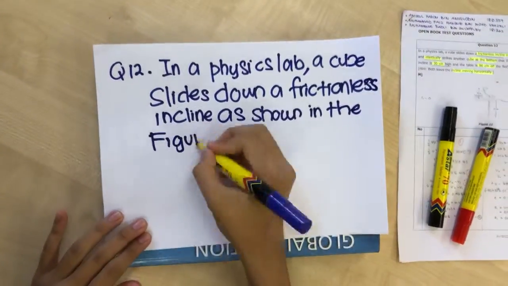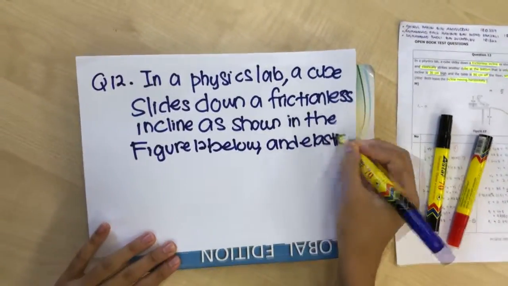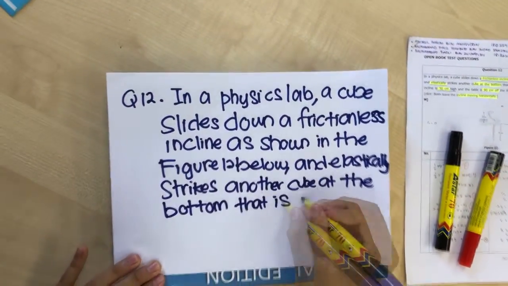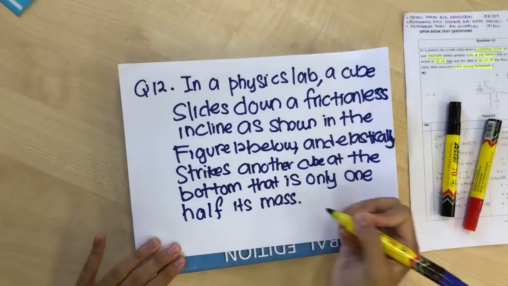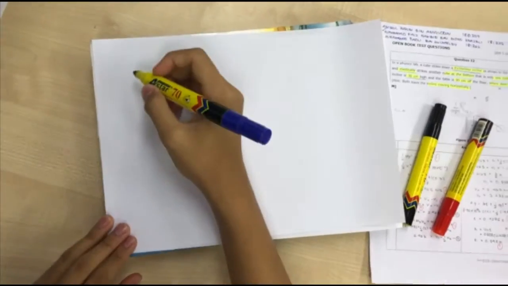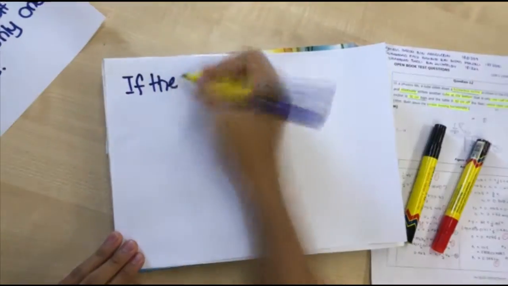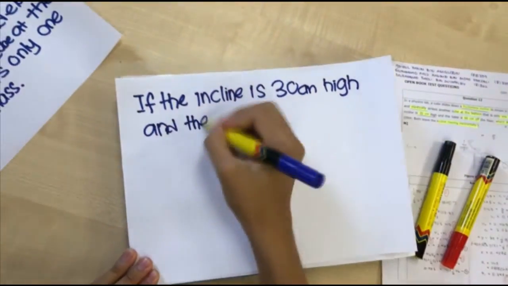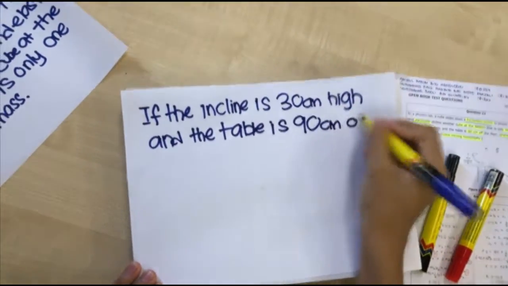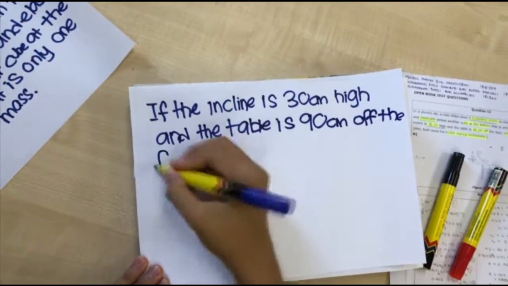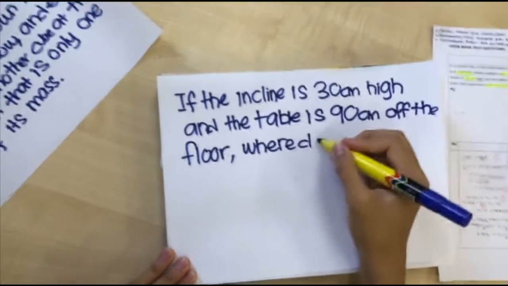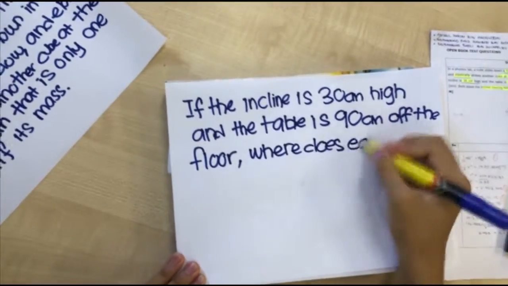Today, me and my friend will explain question 12 from the physics open book test. The question is: in a physics lab, a cube slides down a frictionless incline as shown in figure 12 below and elastically strikes another cube at the bottom that is only one half of its mass. If the incline is 30 cm high and the table is 90 cm off the floor, where does each cube land?